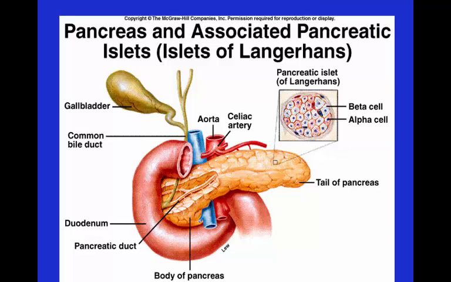Now we go to the pancreas and the hormones of the pancreas. The pancreas, we normally think of it as a digestive organ. 95% of the pancreas is digestive in nature. Only 5% is endocrine in nature, meaning 5% of the pancreas produces hormones.